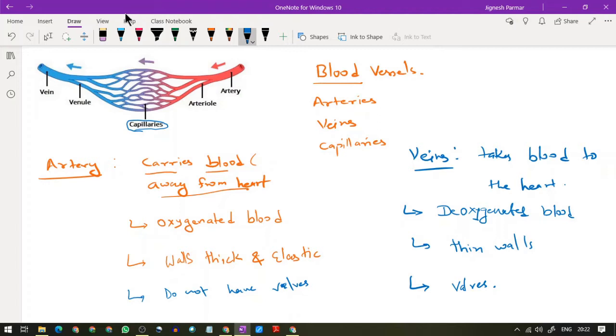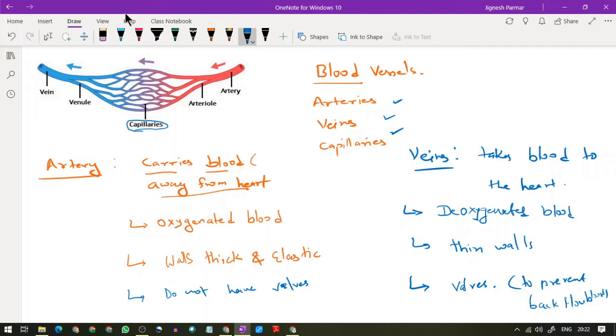The exchange of material between blood and surroundings takes place across this thin wall. Then the capillaries again join to form a vein, and this vein will carry your blood to the heart. It contains deoxygenated blood, and veins have valves. Valves are there to prevent backflow of blood. So this is the flow of blood. So guys, this is the role of these three vessels in our human body.